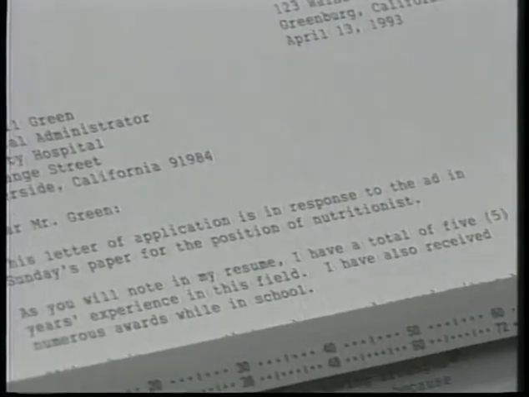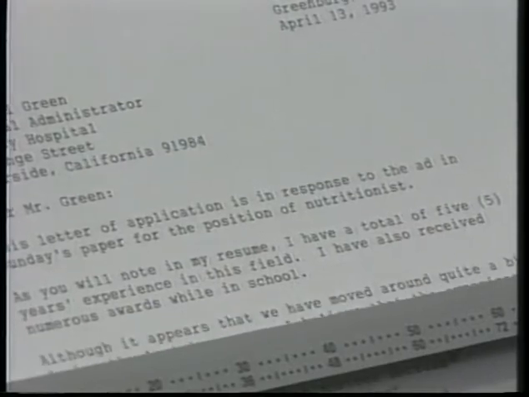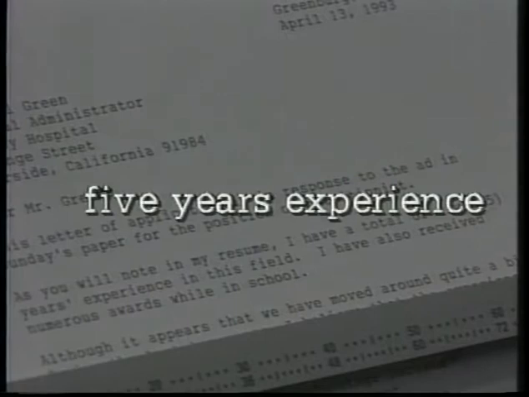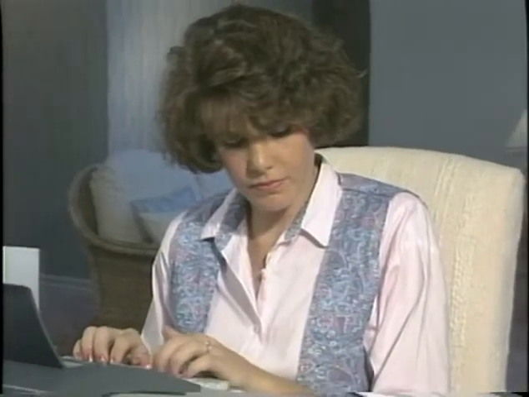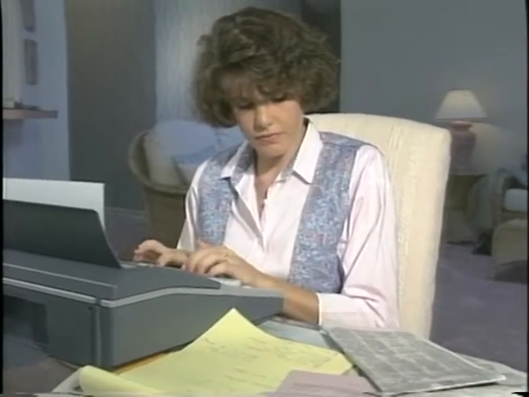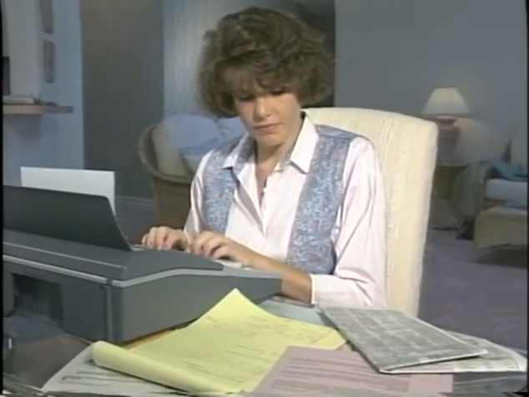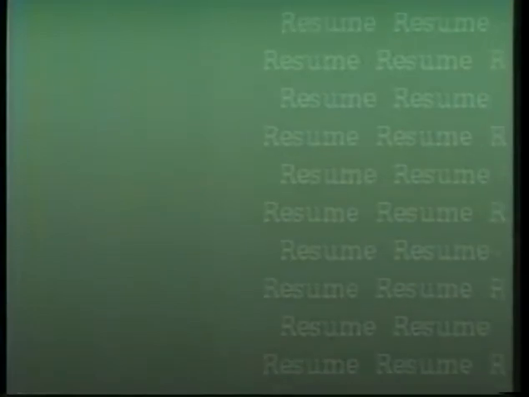For example, although you list the dates of each of your employment situations, you may want to point out the total number of years you've worked in the field. Or even though the resume lists your awards one by one, you might find it more attention-getting to include the total number of awards you've received. This kind of information serves as a headline, a guide for reading your resume. Which brings us to the third kind of business writing, the resume.